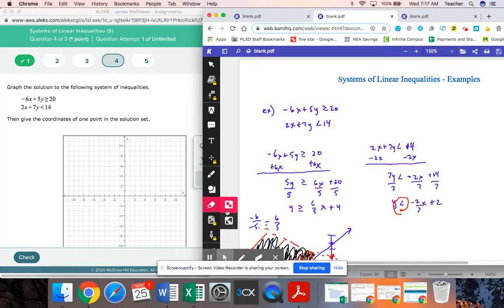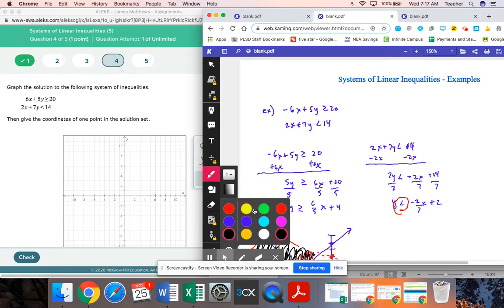All right, so on this first one, I'm just going to use a color to highlight. We had this thing, so I needed to add 6x to both sides. We've done this many times, right? We add 6x to both sides, left with just 5y. We'll have 6x plus 20. Then I divide everything by 5, so I end up with this, right?